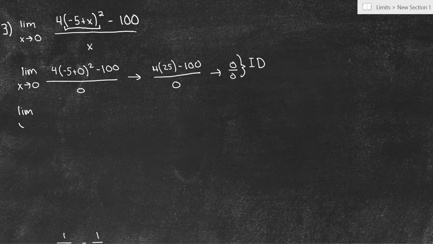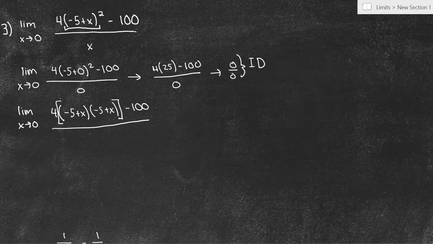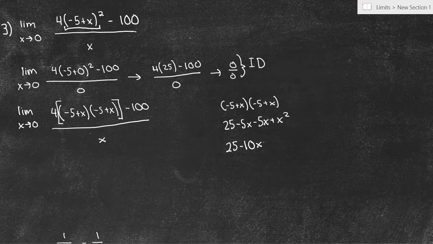See if that yields any results. So limit as x approaches 0, and we've got 4. Now we're going to expand negative 5 plus x. We're going to have to FOIL this, negative 5 plus x. Let's put this in brackets so it's clear, minus 100, and still going to be over x. So I'll FOIL over here, negative 5 plus x, negative 5 plus x. It's going to be 25 minus 5x minus 5x plus x squared. We can simplify this to 25 minus 10x plus x squared.